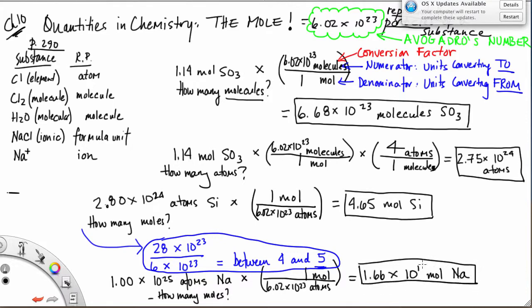So these are some very basic calculations between moles and different types of representative particles such as atoms or molecules. In the next tutorial, we will investigate this concept a little bit further, and we will bring in the quantity of mass.